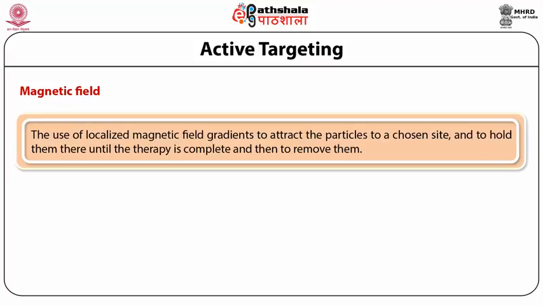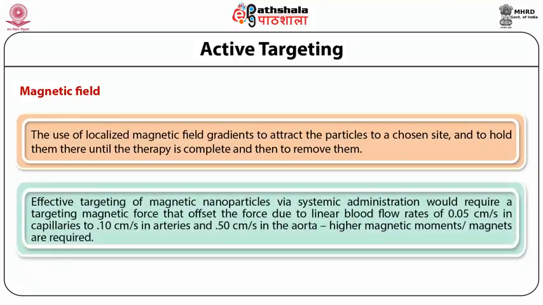The magnetic field has been used to localize the gradient to attract the particles to the chosen site and to hold them there until the therapy is complete. So in this, we use a magnetic field externally to localize the nanocarrier having some magnetic component, for example magnetite or hematite consisting of iron oxide. So this magnetic field that has been applied externally will keep this nanocarrier in that space for the specific time, and in this way you can attain effective targeting that could lead to some advantageous therapeutic effect.